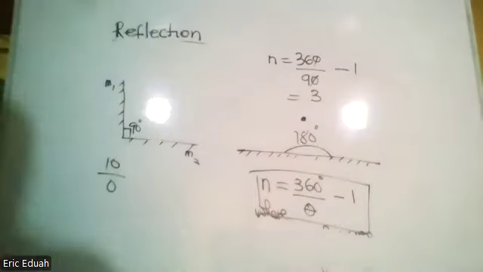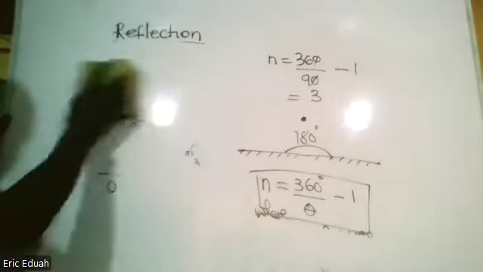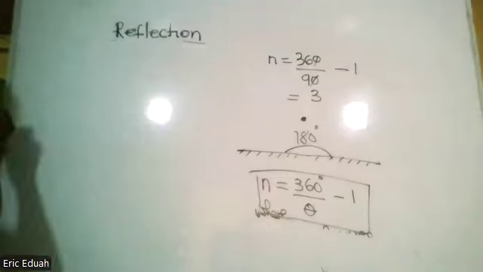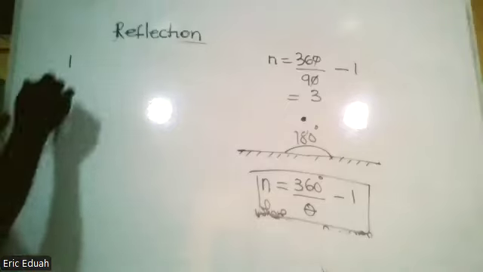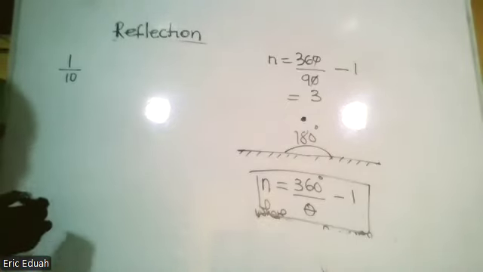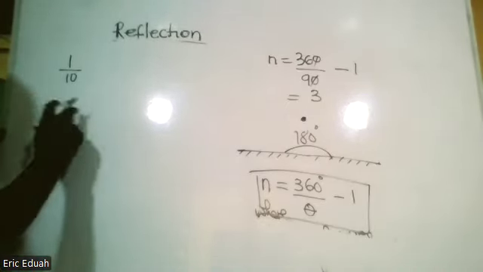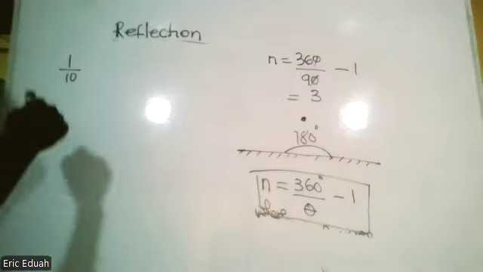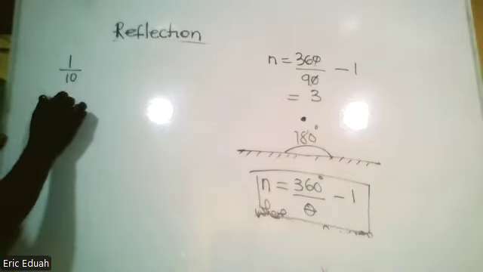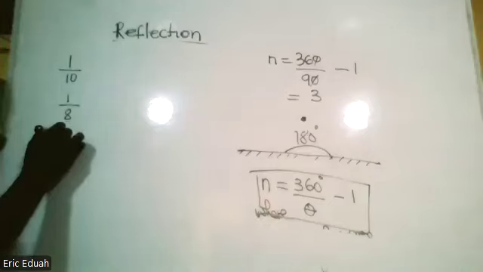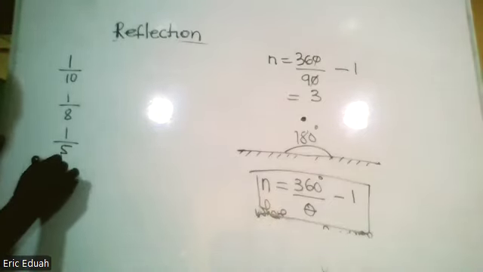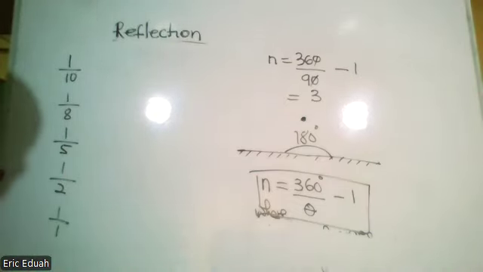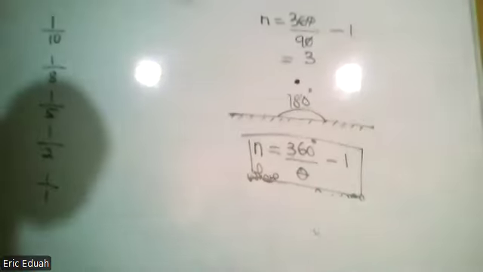Let me take you through one or two examples to understand. Let's pick the number 1, starting from 1 divided by 10. Then we want to reduce the denominator to 0, so we are reducing the denominator little by little. So 1 divided by 8, 1 divided by 5, 1 divided by 2, 1 divided by 1, then 1 divided by 0.9.